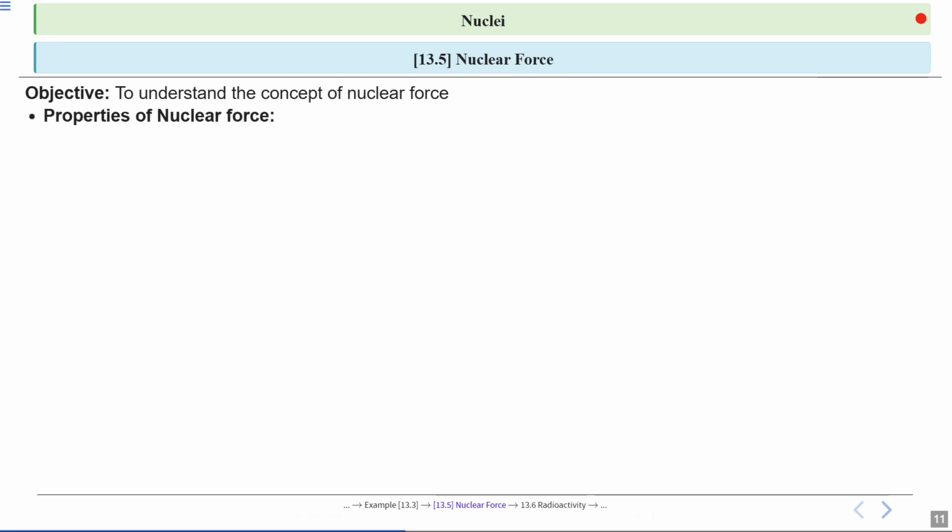Let's start by looking at the properties of nuclear force. One important property is called the saturation property. This means that each nucleon, which is either a proton or a neutron, only interacts strongly with its immediate neighbors in the nucleus, not with every nucleon. This is different from forces like gravity or electric force, which act over much longer distances.